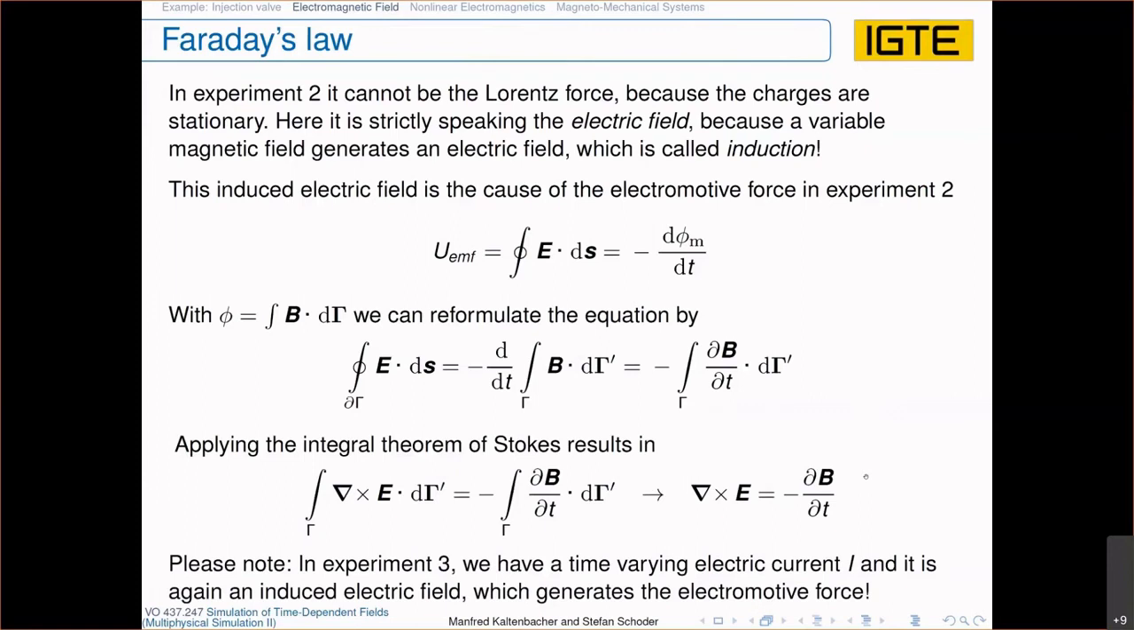Also in experiment 3, where we have a time varying electric current, it has to be described by the induced electric field.